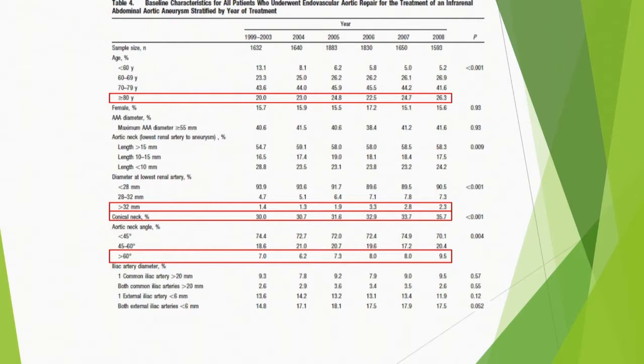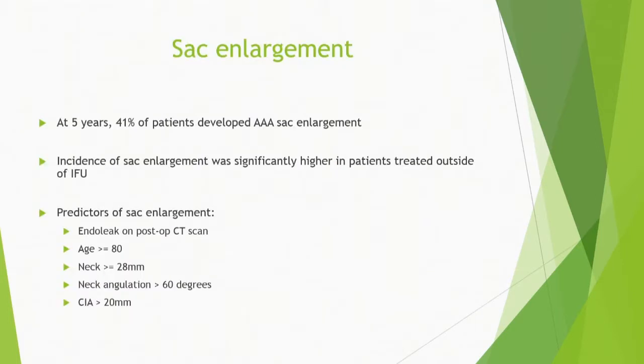This table shows the baseline anatomic characteristics of patients that we are treating over time with EVAR. And in the last decade, we have been treating older patients and patients with larger diameter necks, more conical and angulated necks. At 5 years, they found that 41% of patients developed aortic sac enlargement, and the incidence of sac enlargement was significantly higher in patients who are treated outside of IFU. On multivariate analysis, the single highest predictor of sac enlargement was endoleak on the postoperative CT scan, and the other predictors are shown in the slide.